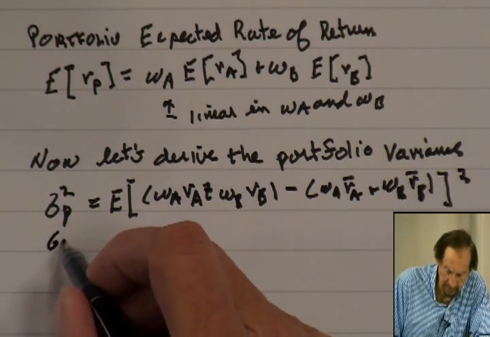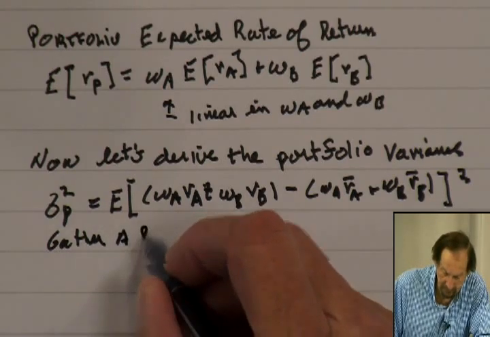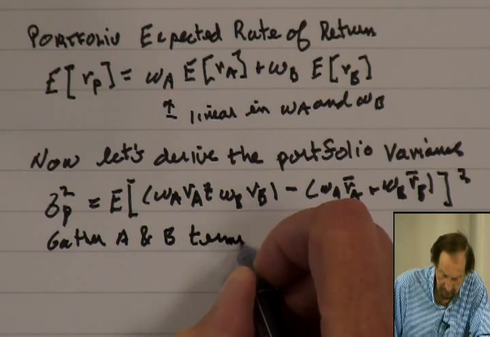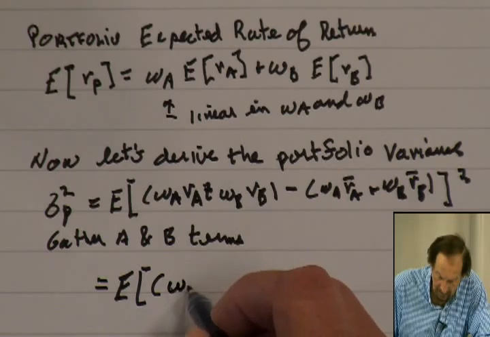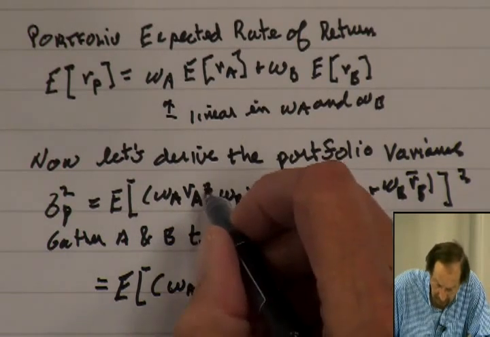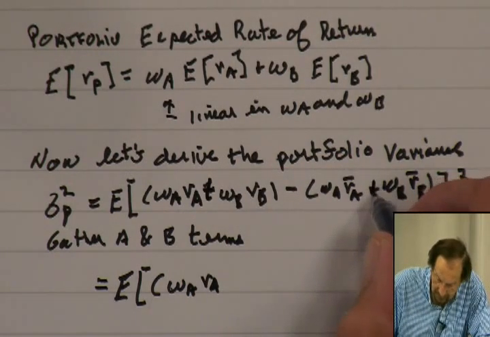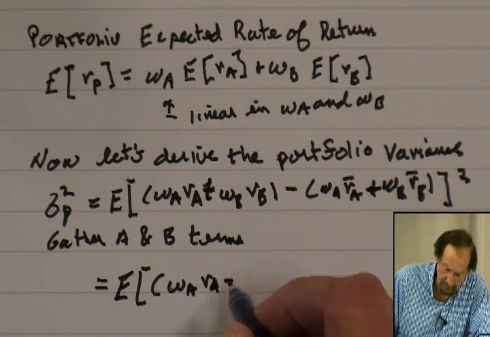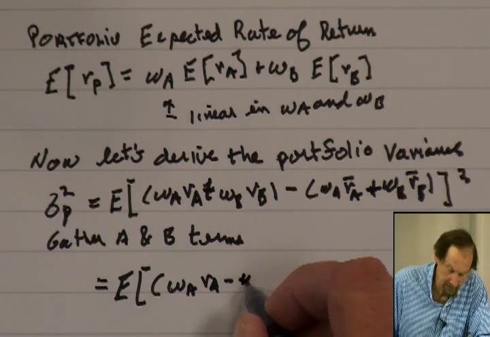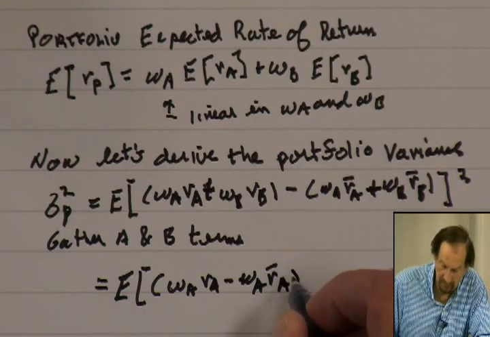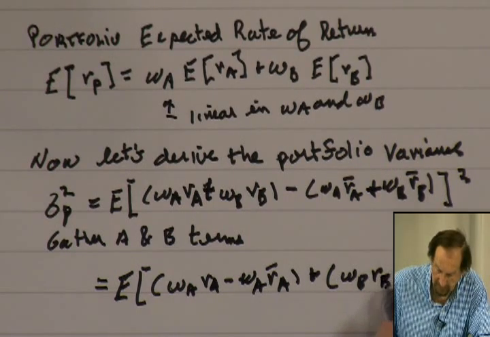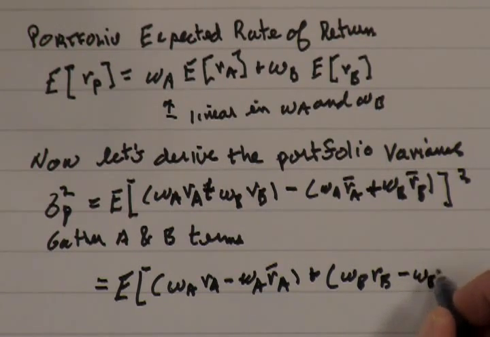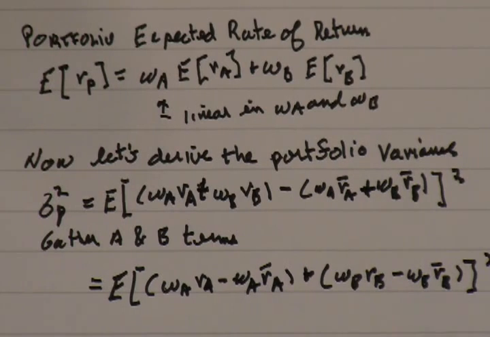Now let's gather A and B terms. So now this is going to equal the expected value of WA RA minus WA R bar A, plus WB RB minus WB R bar B, and we square this whole thing.